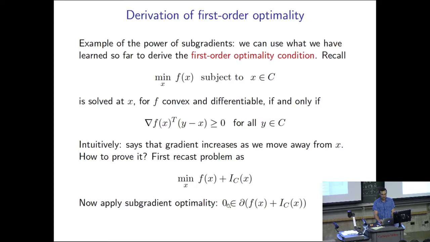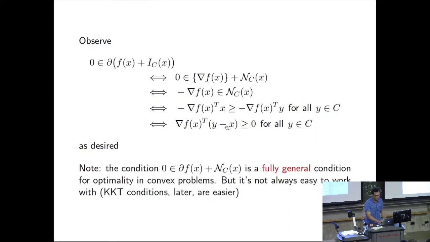We have to check whether 0 is in the subdifferential of f plus the indicator. If we can find the x's for which that's true, then those will be the minimizers of this problem. So first, we can apply the rule that to take the subdifferential of f plus the indicator, these are both convex, and the subdifferential is just the sum of their subdifferentials. I can take the subgradients of f and the subgradients of the indicator and add them up.